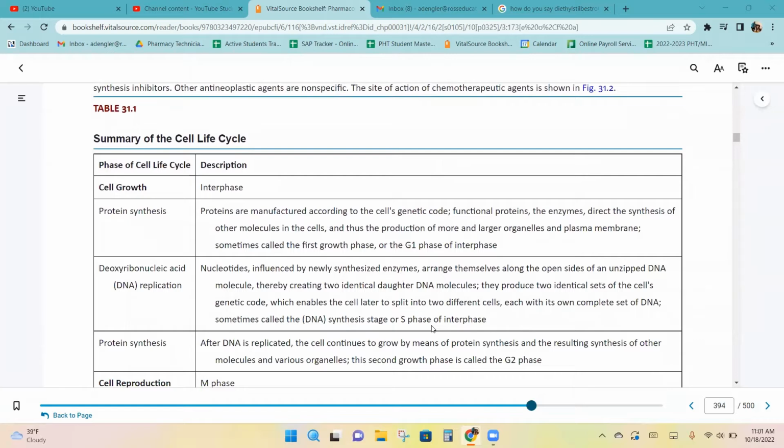Table 31.1 shows us the summary of the cell life cycle.